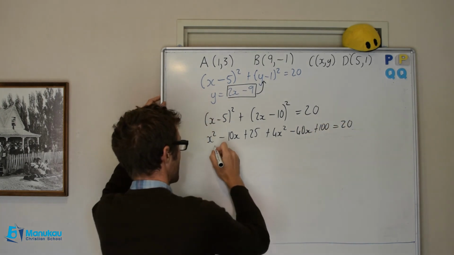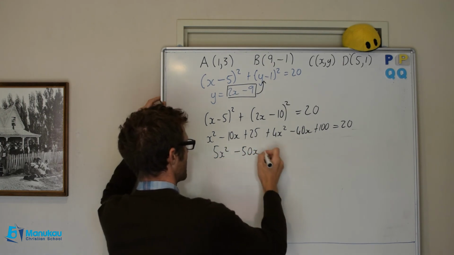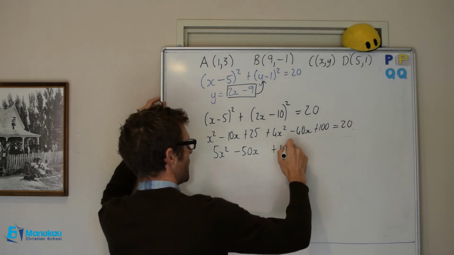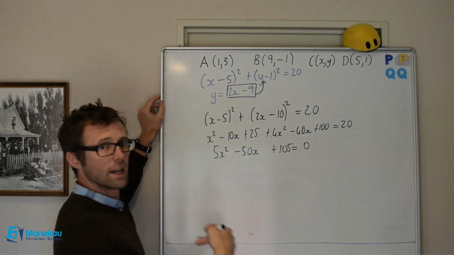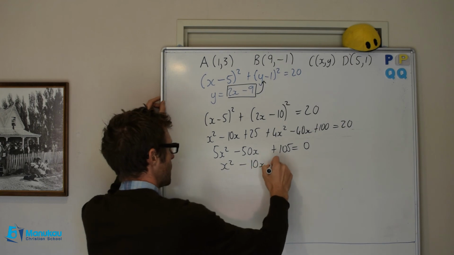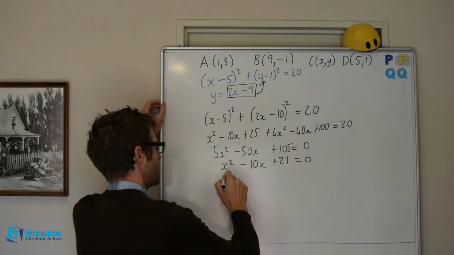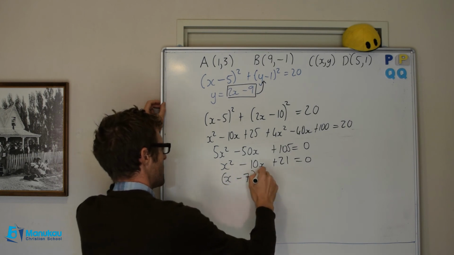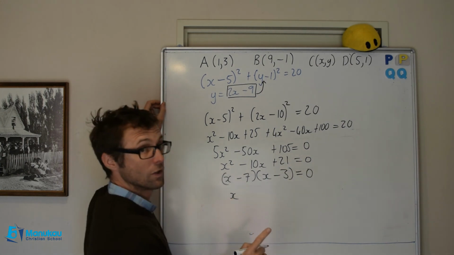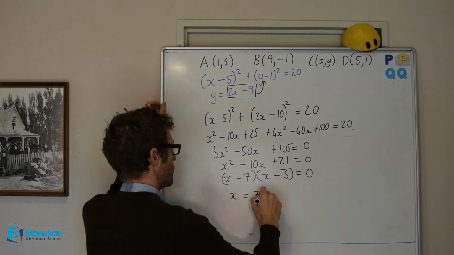Now we start gathering up our like terms. 5x squared minus 50x plus 125, and then we're going to subtract 20, so plus 105 is equal to 0. Divide along the whole line by 5. x squared minus 10x plus 21 equals 0. Now we can factorize: (x minus 7)(x minus 3) is equal to 0. So the possible x values for our coordinate are going to be 7 or 3.